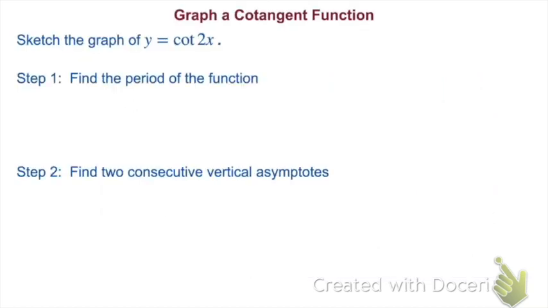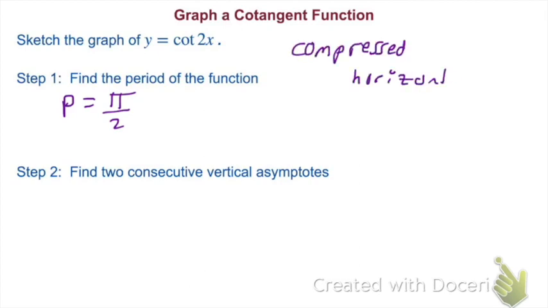So we're going to sketch the graph of y equals cotangent 2x. It's the same idea we did on tangent function. We look at our numbers. It's just cotangent 2x. There is no shifting. There's no reflecting. But we have a b, so we have a different period. So to find our period, p, we have pi over 2. So our period is pi halves. We are compressed horizontally. Okay, that's how it's related to the parent function.